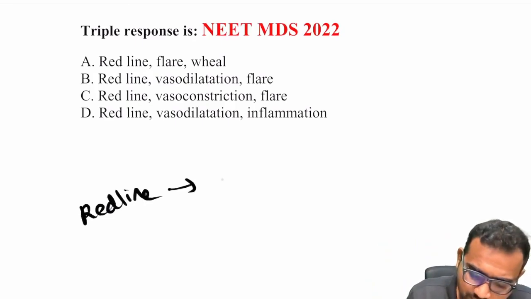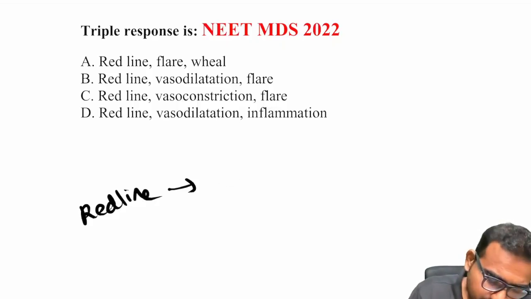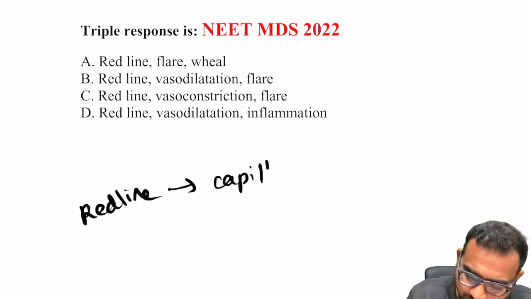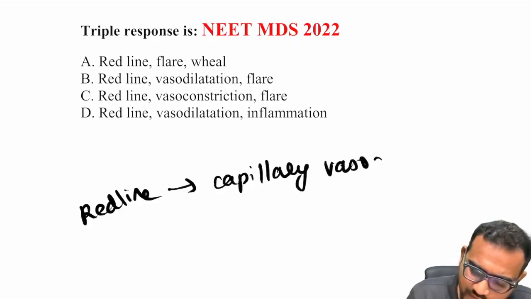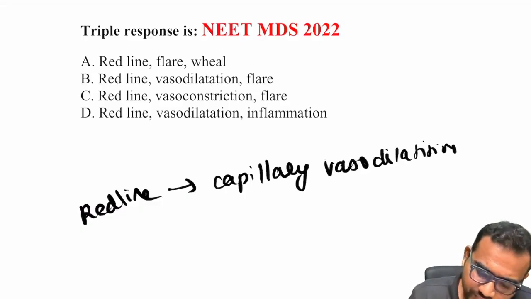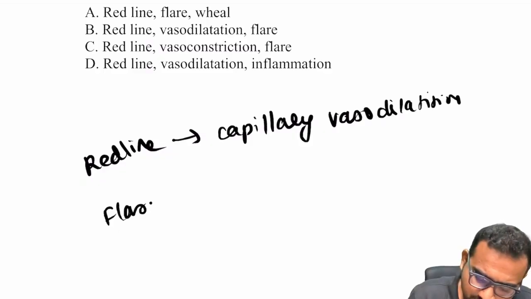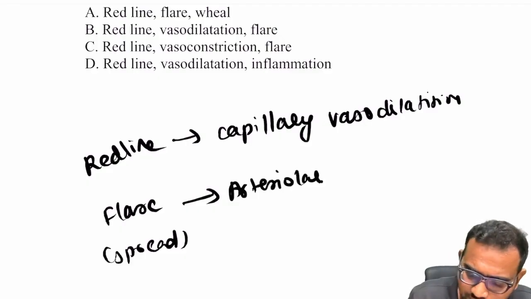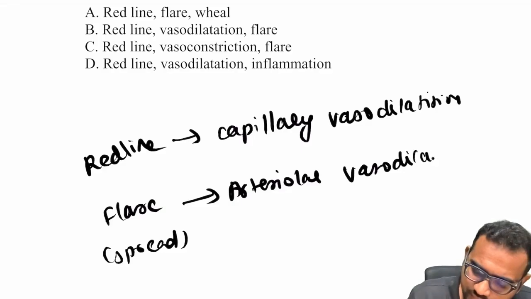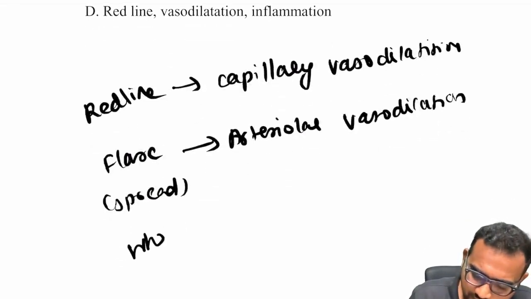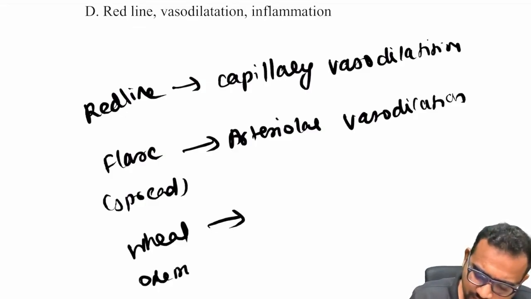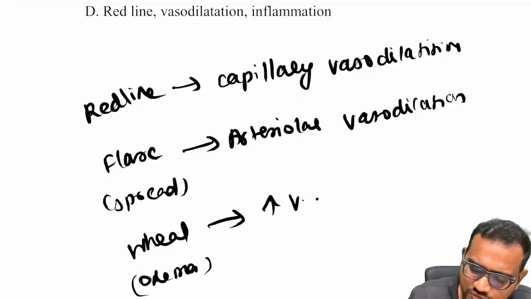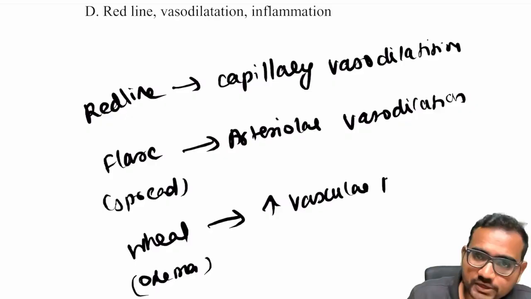is because of capillary vasodilatation. And the flare reaction. What is flare? Spread. It is because of arteriolar vasodilatation. And the wheal is nothing but edema. Edema is because of increased vascular permeability.